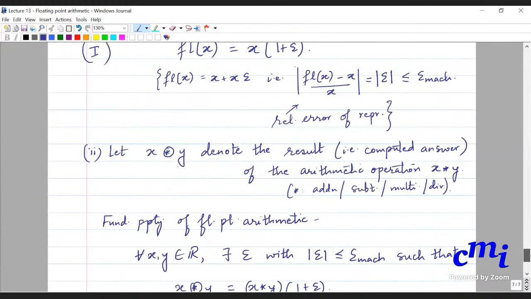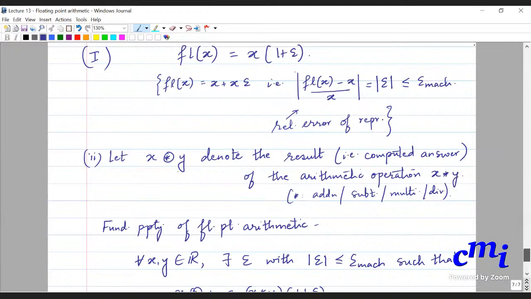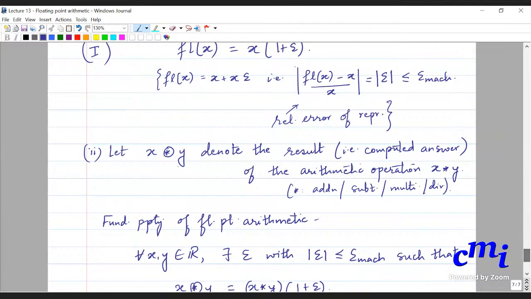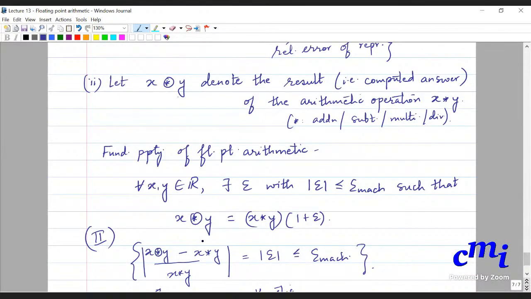So that is this fundamental property of floating point arithmetic, which says that if your machine follows the IEEE standard, then for any real numbers x and y, x circle star y will be x star y times 1 plus epsilon. Again rearranging this as before, we see what this means is that the relative error in the computation, this is the computed number, this is supposed to be the actual arithmetic operation, and what we have on the left hand side here is the relative error in the calculation. So relative error is going to be bounded above by machine epsilon.